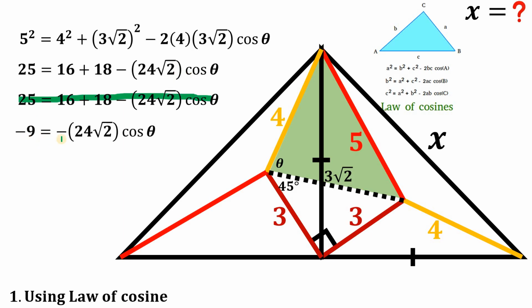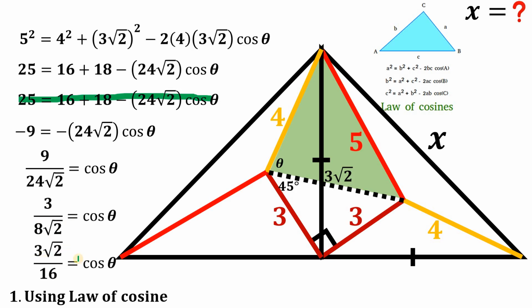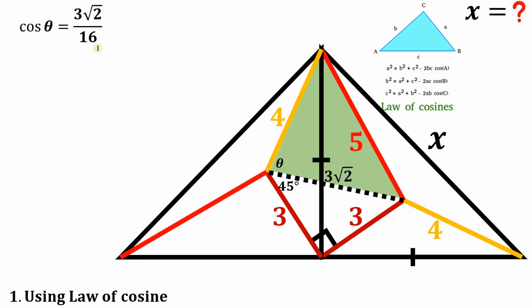Simplifying this, we have negative 9 equals negative 24 times square root of 2 times cosine theta. Divide both sides by negative 24 times square root of 2. This will give us 9 over 24 times square root of 2. 9 and 24 have a common factor of 3, so factoring out 3, we have 3 over 8 times square root of 2. Now, rationalize, therefore cosine theta equals 3 times square root of 2 over 16.